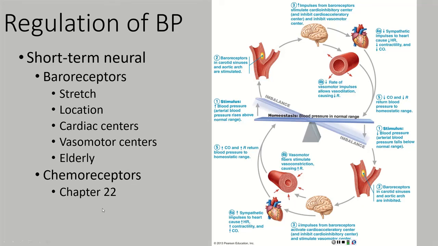Now, also we could talk about chemoreceptors, but we won't do that because that's going to be a topic for the next chapter, which is going to be respiratory. So we won't talk about those now, but chemoreceptors can affect blood pressure.